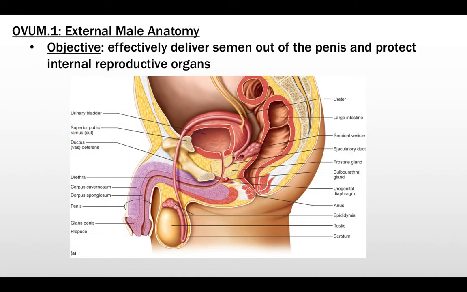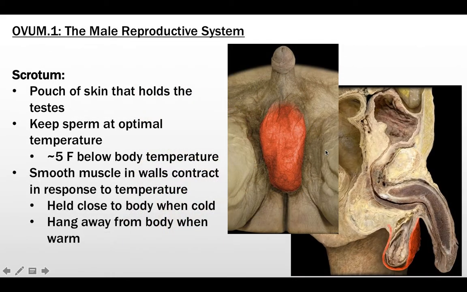Externally, what we're trying to do is deliver that semen out of the penis and also protect the internal reproductive organs. So this is like a side view. We still see the testes, the vas deferens, the bladder, the urethra. It's all here. So the scrotum is that pouch of skin that holds the testes, and it's lined with a little bit of smooth muscle, and they are able to contract or relax in response to temperature.